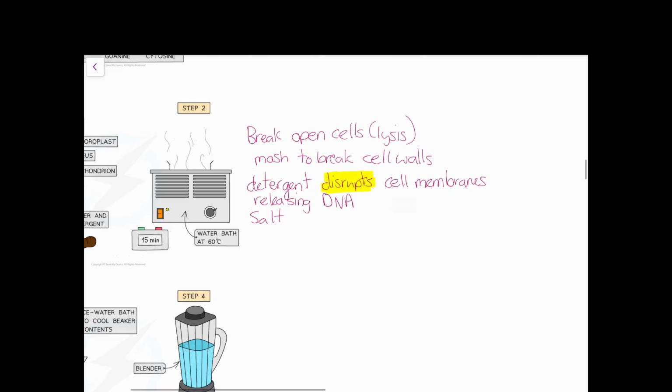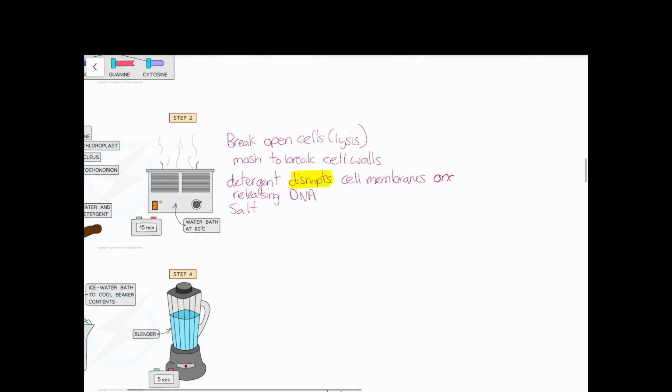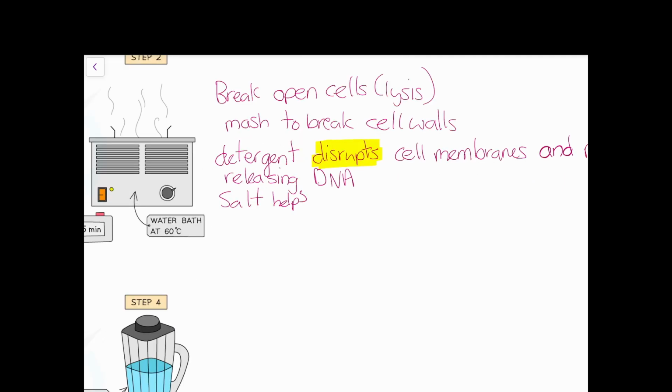This idea of disrupting the cell membranes is really important. That comes up as well for the membranes topic, but it's not just the cell surface membrane, it is also the nuclear membrane as well. But disrupting of the membrane is a really important term. I haven't seen a lot of questions where the function of the salt gets asked about.